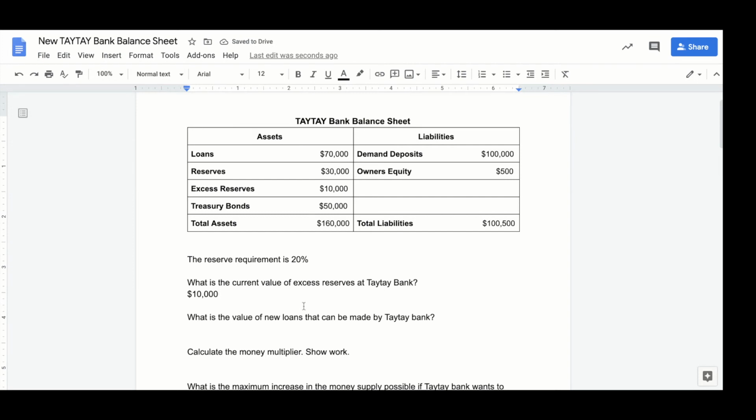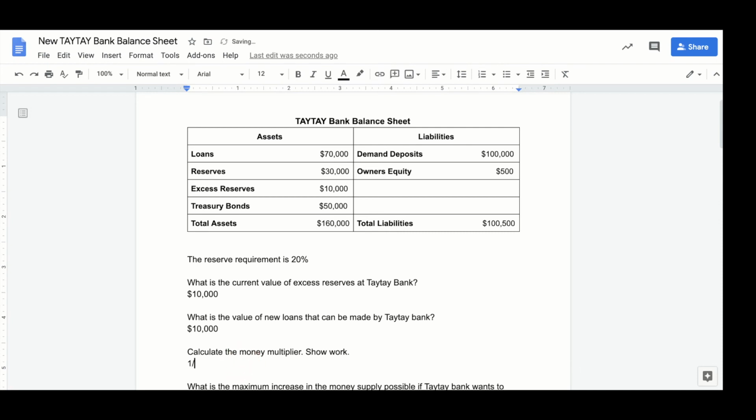So for the second problem, it says, what is the value of new loans that can be made by Tay Bank? Well, the excess reserves, the amount of money that a bank has that is above the required reserves, the amount that the Fed tells this bank that they have to hold on to, and all banks, anything above that required reserves, so anything above $20,000 is going to be available to be loaned out. So the excess reserves is the money that is allowed to be loaned out. So if our excess reserves are $10,000, well, the amount of new loans that can be made at Tay Bank is also $10,000.